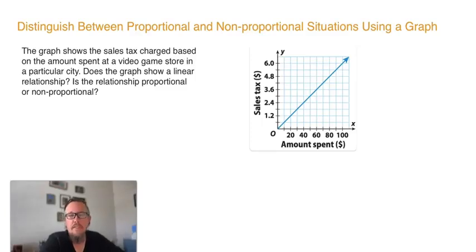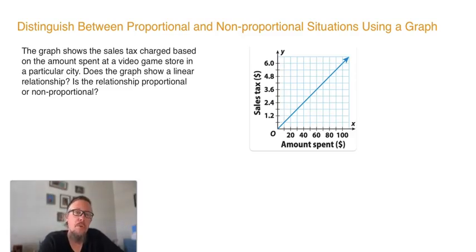Let's learn how to tell the difference between a proportional and a non-proportional relationship. We've discussed it a little bit, but let's go ahead and formally define it. If a relationship is non-linear, meaning it's not a straight line, it's non-proportional. But if it is linear, if it is a straight line, it could be either proportional or non-proportional. And the way we can tell which is very simple.